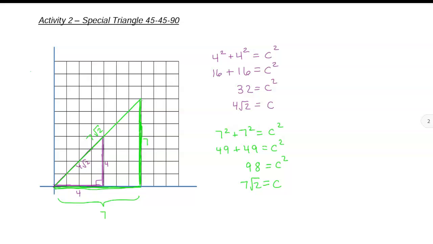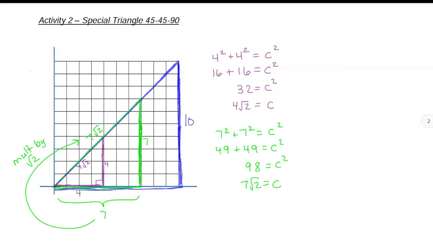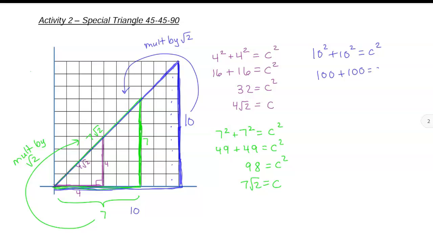So if I knew what was going to happen, I could just take the leg and multiply by root 2, and I would get the hypotenuse. Let's see if that works for a third triangle. Count how many squares would be in the leg of this large triangle. Are you counting 10? What do you think the hypotenuse of this triangle will be? Should I multiply by the square root of 2? When I take the square root of this, I get 10 root 2. So there's a pattern here.